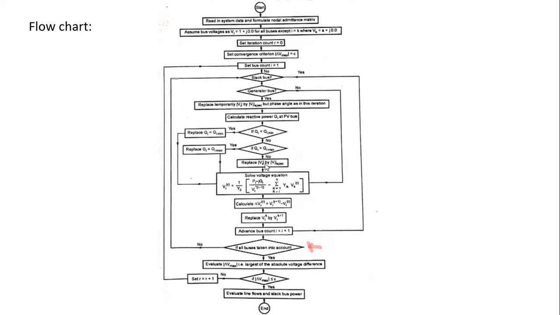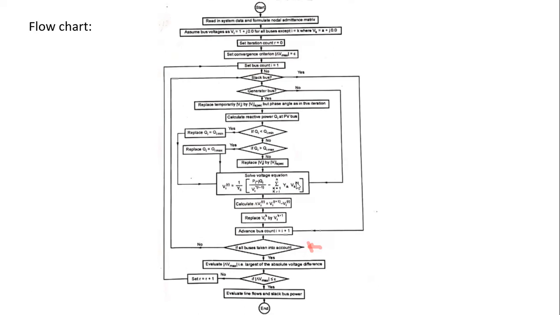Then replace Vi by Vi max. After that, we take the first iteration value, V2 of 1. We calculate V2 of 1, which is equal to 1 by Yii into Pi minus jQi by Vi of 1 minus sigma k equal to 1 to n, k not equal to i, Yik Vk of 1.